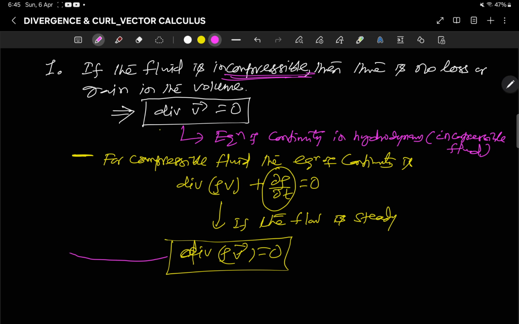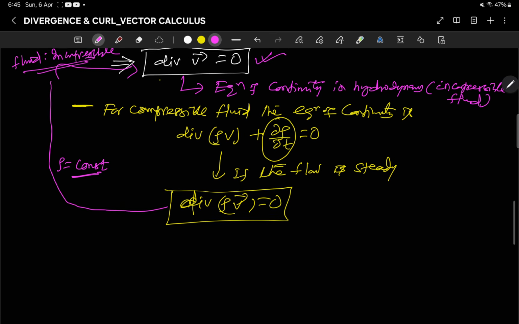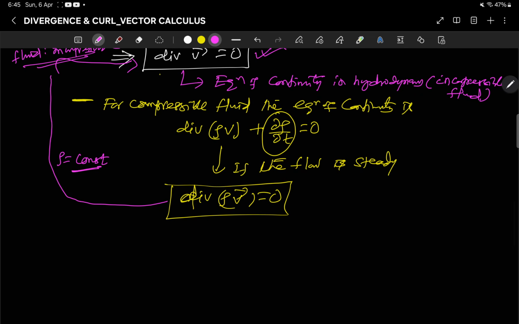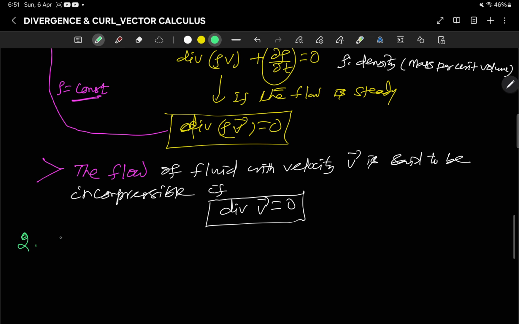Now the moment rho is equal to constant, the fluid becomes incompressible. That's why here div V is equal to 0. So for incompressible fluid, div V is equal to 0. To conclude, I can say the flow of fluid with velocity V is incompressible if div V is equal to 0. Coming to another application, the solenoidal field.